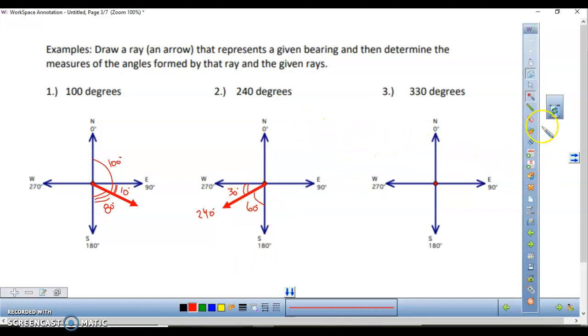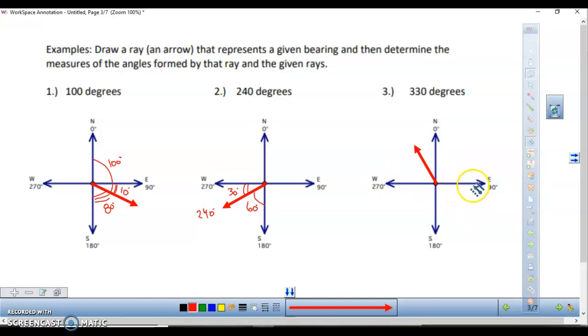All right, and then the next one is 330 degrees. First thing you could do is work my way around. Here's 90, here's 180, here's 270. Well, 330 is 60 degrees past 270. So I could go 60 degrees past 270 and go right here.